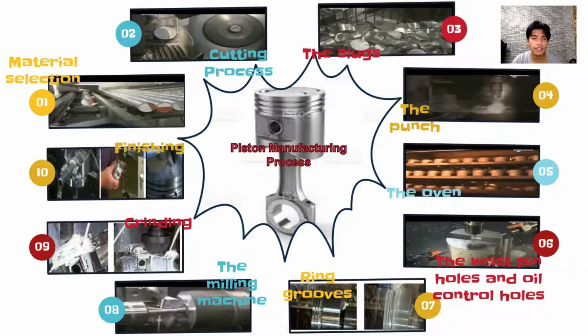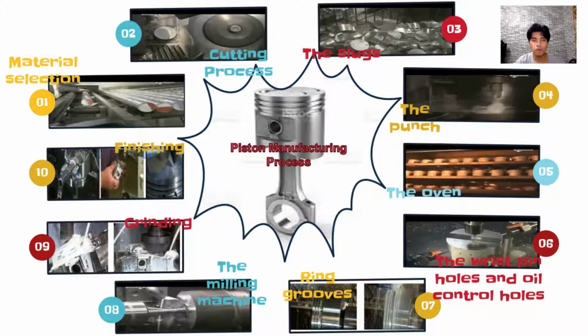After we have selected the material that we are going to use, we need to cut it into small pieces or slugs using a saw. In the punch process, we are applying a deep drawing process to shape the slug. A punch press and die are preheated while the slug moves through an oven, heating it to 4 to 6 degrees Celsius as the punch press. The slug is then removed from the oven and placed into the punch.